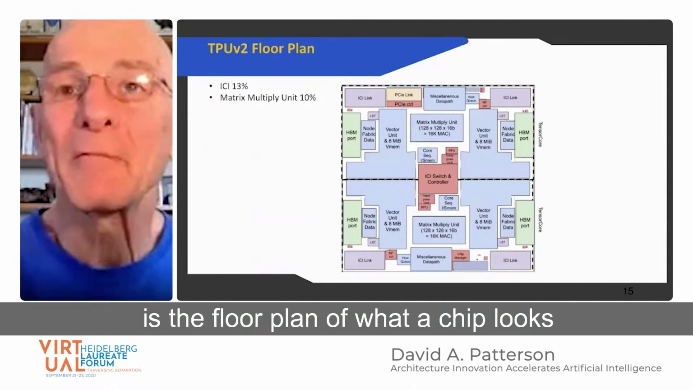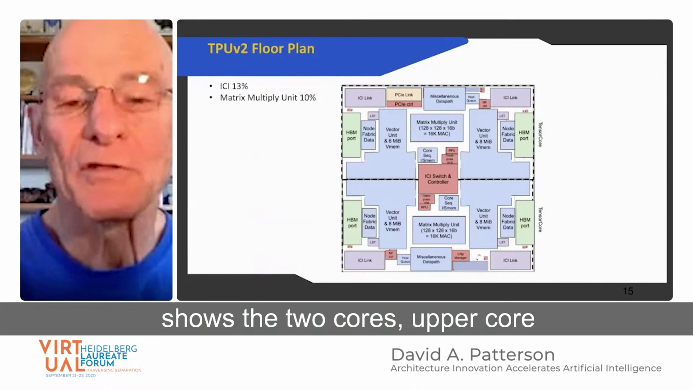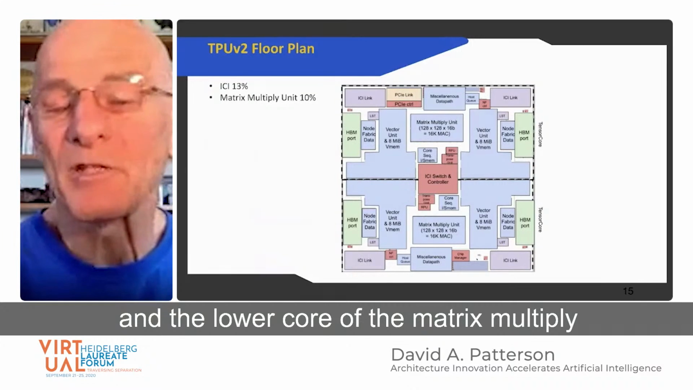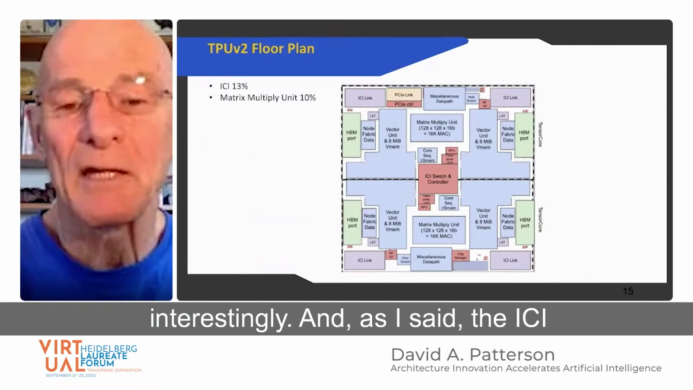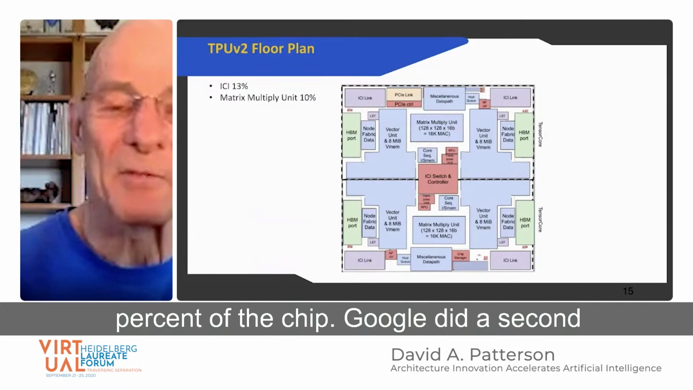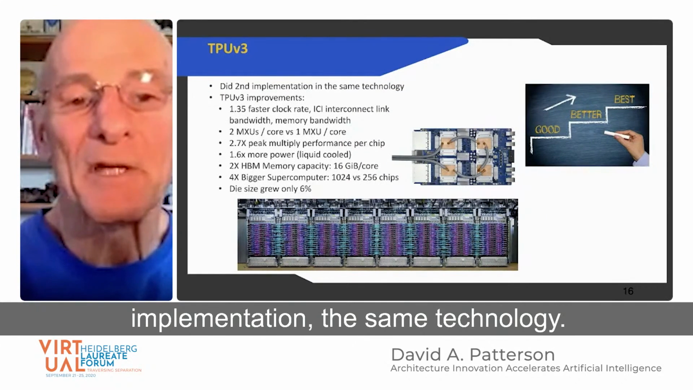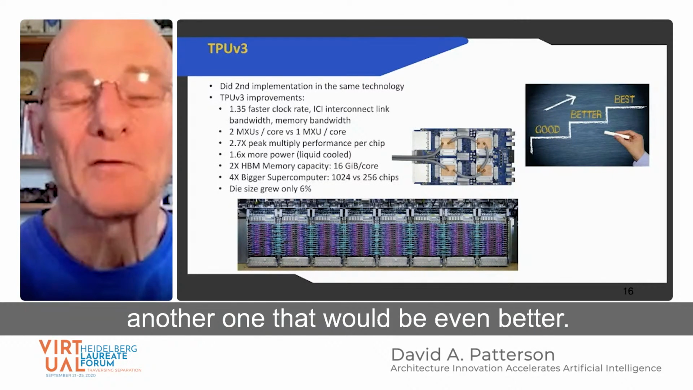This is the floor plan of what the chip looks like. The dividing line in the middle shows the 2 cores, an upper core and a lower core. The matrix multiply units are only 10% of the chip, interestingly. And as I said, the ICI links there in purple are just about 12% of the chip. Google did a second implementation of the same technology. After doing it, they thought that with a little bit more work, they could do another one that would be even better.